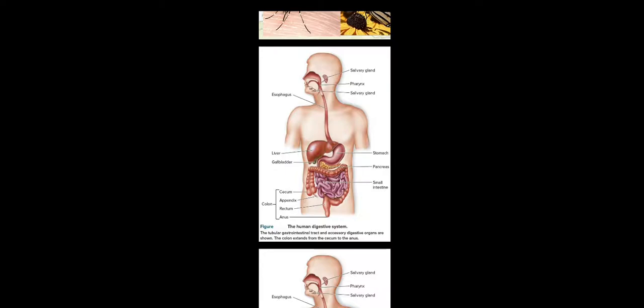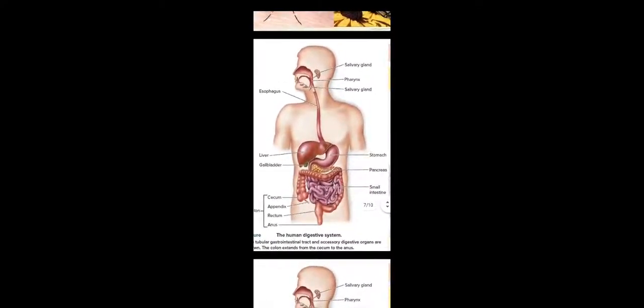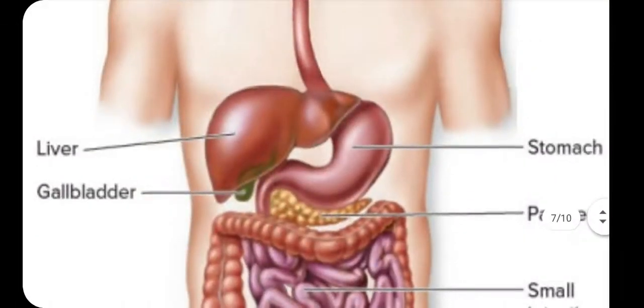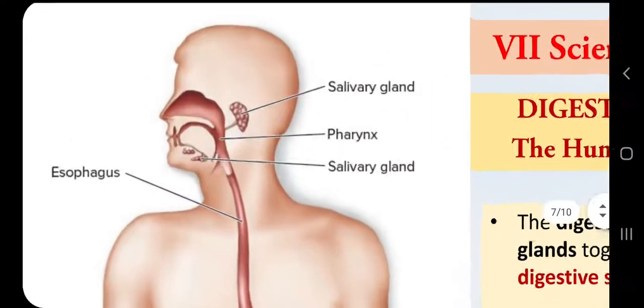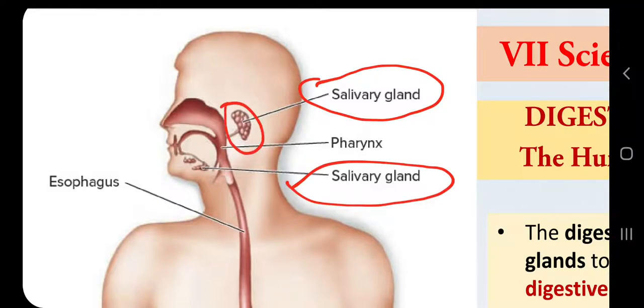And along with this alimentary canal, there are other structures also involved in the process of digestion. These structures are making, secreting or providing some fluids having some chemicals which help in digestion. So here we can see these structures. The first structure is the salivary glands. Here we can see the glands surrounding the buccal cavity.